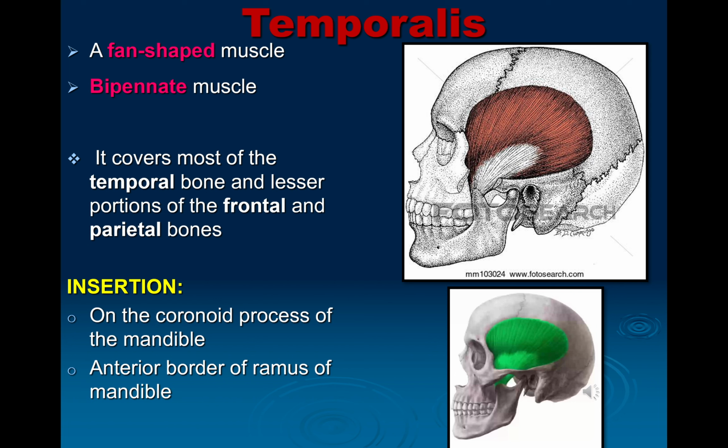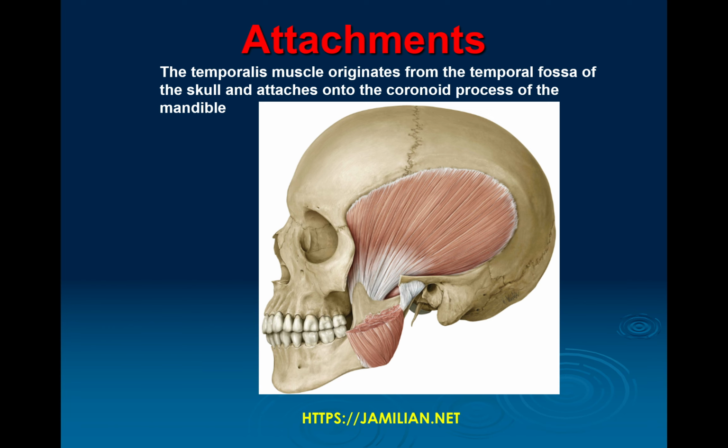The temporalis muscle is fan-shaped and bipinnate. The temporalis covers a significant portion of the temporal bone and lesser sections of the frontal and parietal bones. It inserts into the mandible's coronoid process and the mandibular ramus's anterior border. The temporalis muscle originates from the temporal fossa of the skull and inserts into the coronoid process of the mandible.